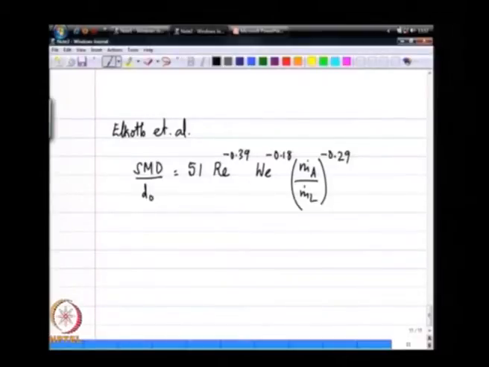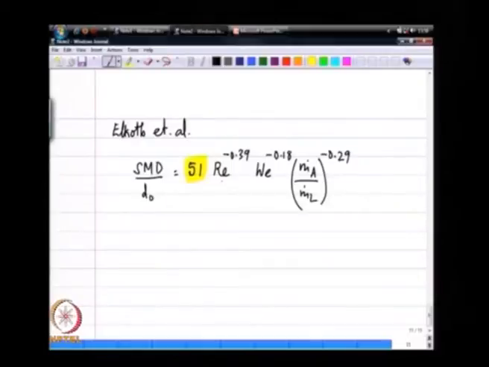Here is one correlation due to Elkotb et al. That is dimensionally correct. As you can see, they only involve dimensionless groups, and this number 51 does not depend on the unit system used. That is the sort of acid test of what is a correct correlation.